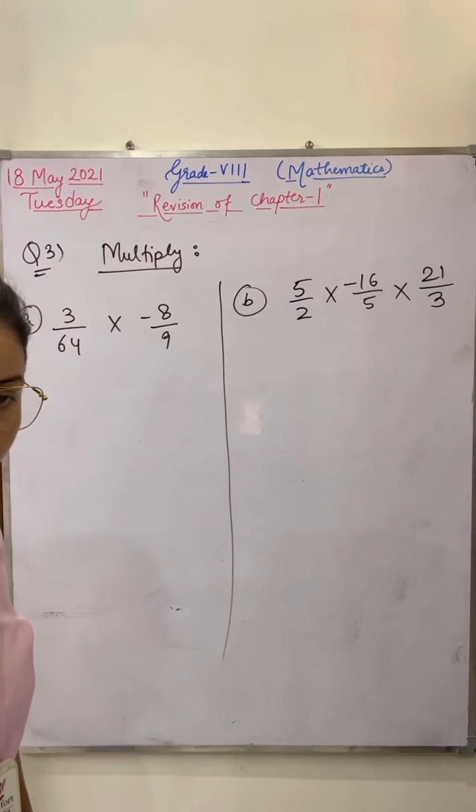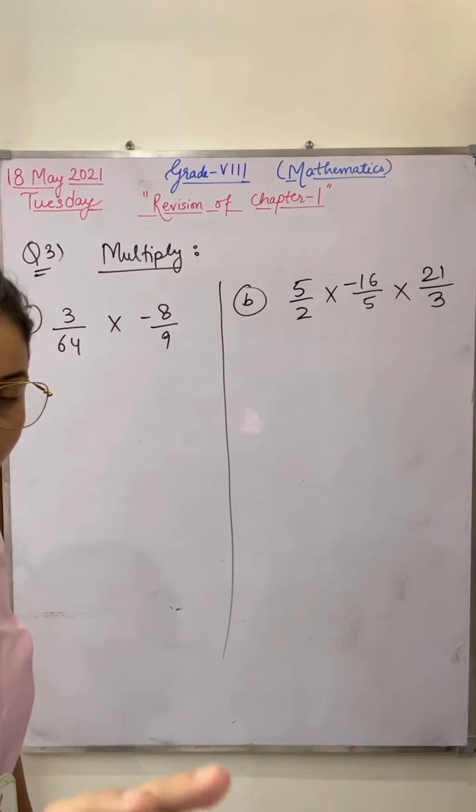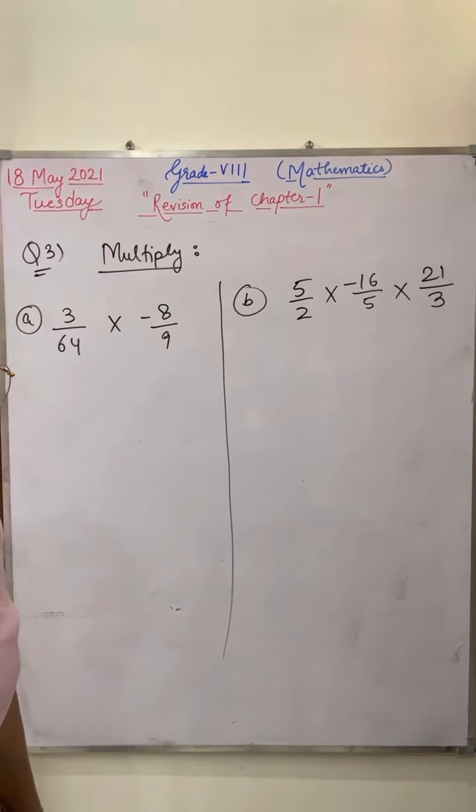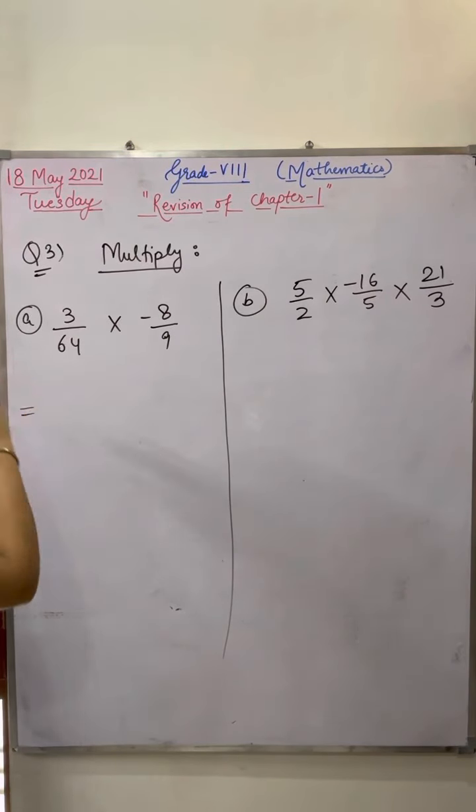Yes, first question I'm going to ask. First of all, the first part. Dhriti, come on the mic quickly. Good morning, ma'am. Good morning, Dhriti. How can we solve this question? Multiplication of two rational numbers.